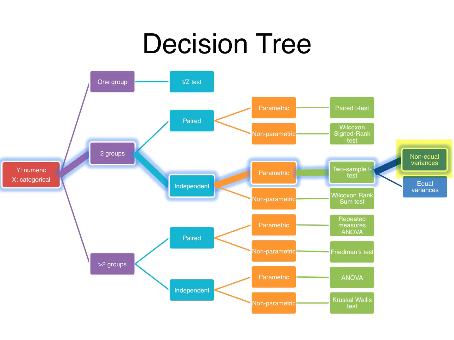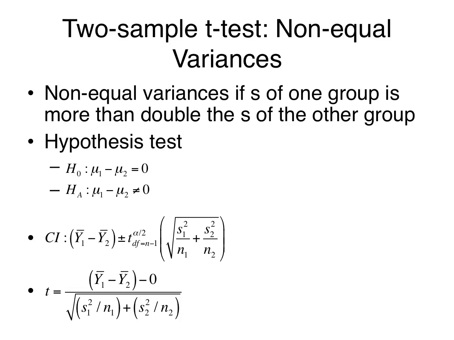So first we'll talk about when the two groups have non-equal variances. As I mentioned, we conduct a two-sample or independent samples t-test with non-equal variances when the sample standard deviation of one group is more than double that of the other group.